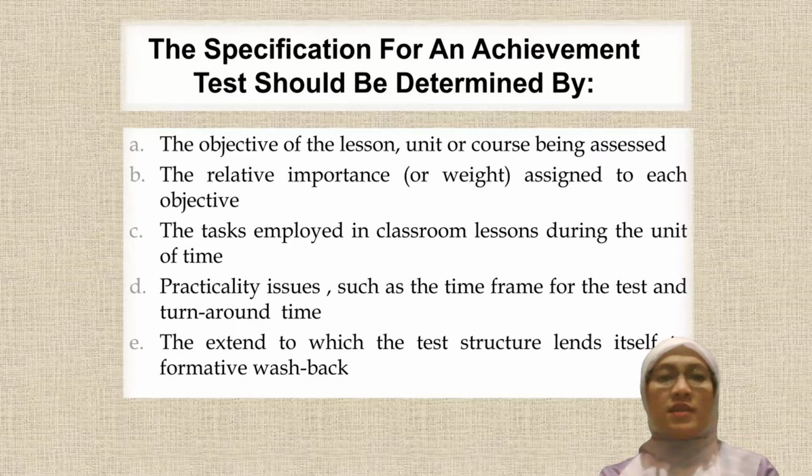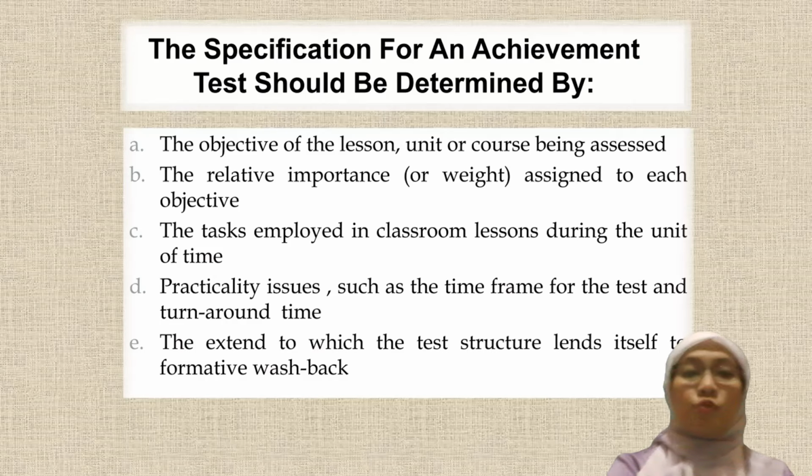And then C, the task involved in classroom lesson during the unit of time. Sekali lagi, tugas-tugasnya itu harus sesuai dengan waktu yang ada. Practical issues such as the time frame for the test turnaround time, sama ya. And then E, the extent to which the test structure has a formative prospect. Nah, dimana nanti struktur tesnya akan mempengaruhi prospeknya, dampaknya ke siswa.